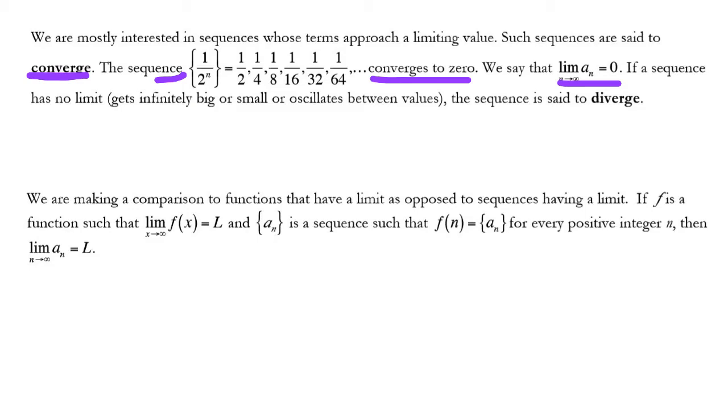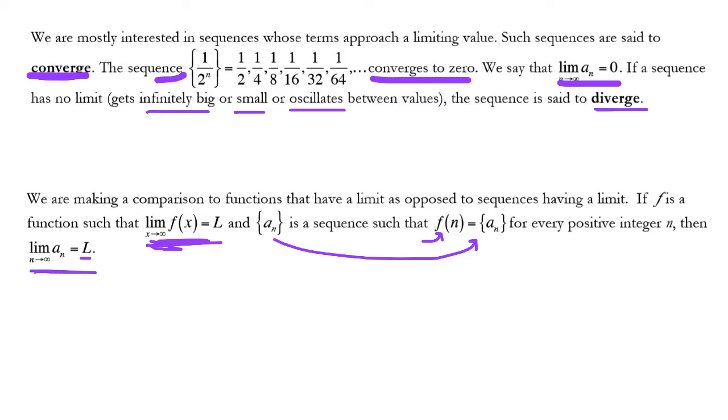The next part, though: if we do not have a limiting value, the sequence is said to diverge. And notice what is classified as divergence. We get infinitely big or small, or it oscillates between two values. That would be divergence. Now notice that we are making comparisons between different types of functions and sequences, with functions that are modeling what the sequence is doing. So let's say f is a function, and as x approaches infinity, that function has a limit L. Our sequence models what the function is doing for every positive integer, and then the limit of this sequence is also L.